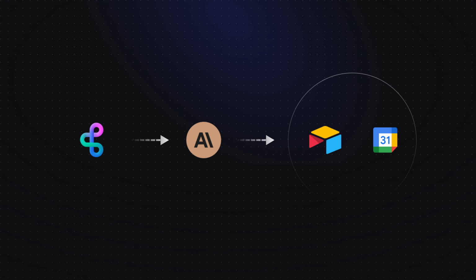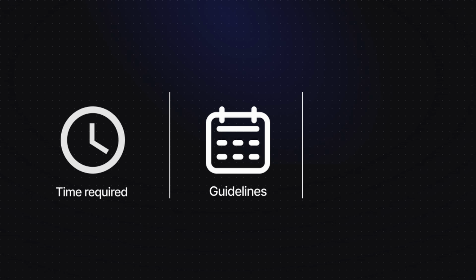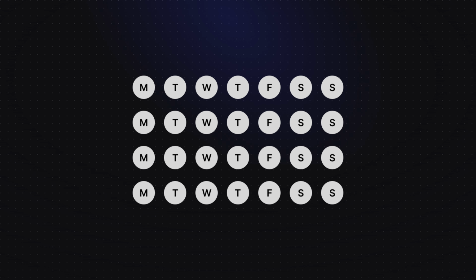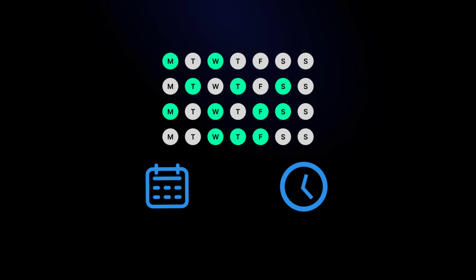This custom-built scheduler will take your weekly commitments from Airtable, look at your existing Google Calendar events, and then use AI to optimally schedule everything for you. It'll consider factors like the time required for each task, any scheduling guidelines, and ensure that there are no conflicts with your existing commitments. The best part, once we set this all up, it will run automatically every week, keeping both your calendar and your time optimized without any manual intervention.